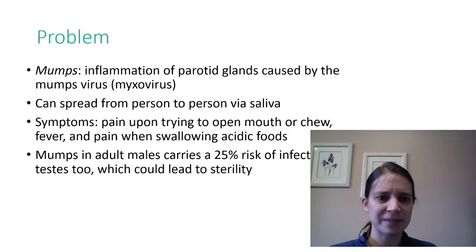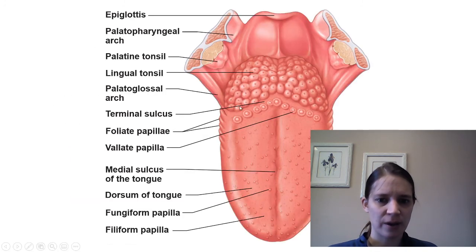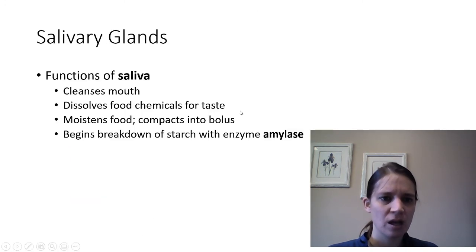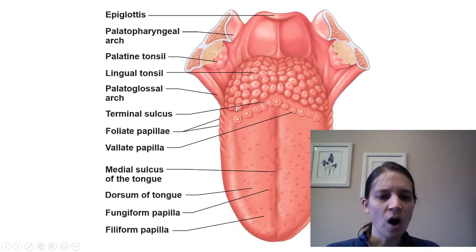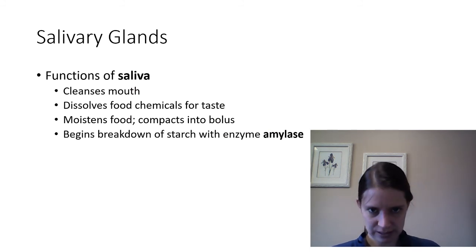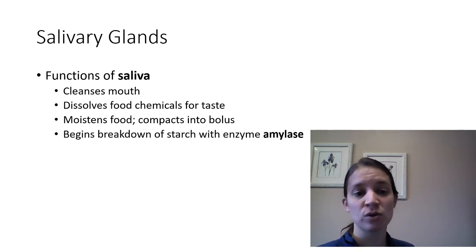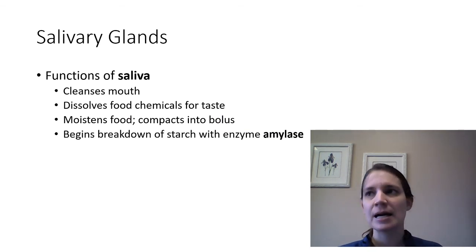We're going to get through mumps, and then we're done for today. Okay, so tongue, yeah. We've got salivary glands. They produce saliva. The idea for that is to clean out the mouth. It's also going to dissolve food chemicals for taste.